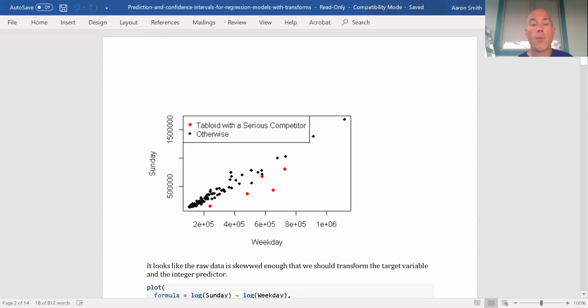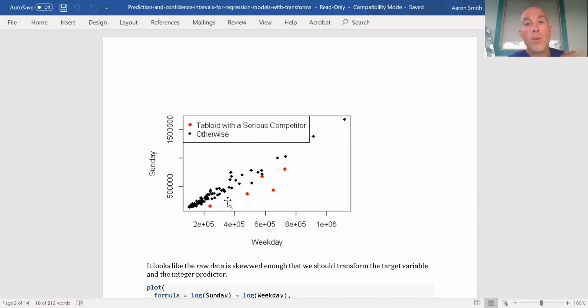All right, and here's our scatter plot. Okay, so I look at this, and the black looks pretty good for a regression line, right? So the non-tabloids are up here, or the tabloids without competition are up here, and that's looking pretty tight. Now you'll notice that I only have a few points here.